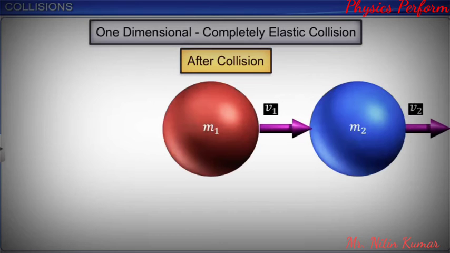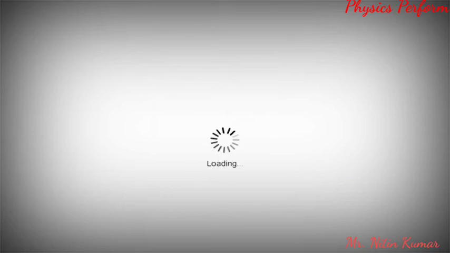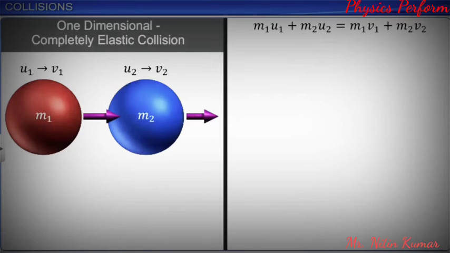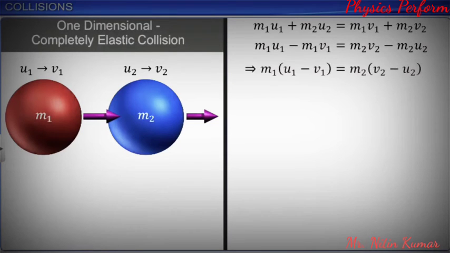Since the momentum is conserved, we have m1u1 + m2u2 = m1v1 + m2v2. On rearranging the terms and simplifying, we get m1(u1 - v1) = m2(v2 - u2). Let this be equation 1.